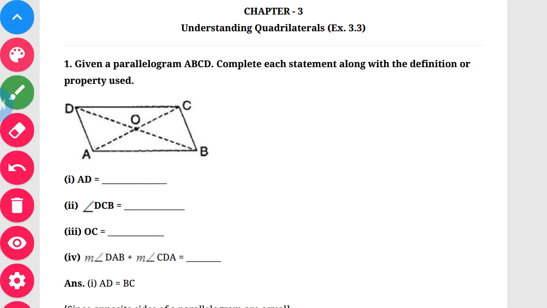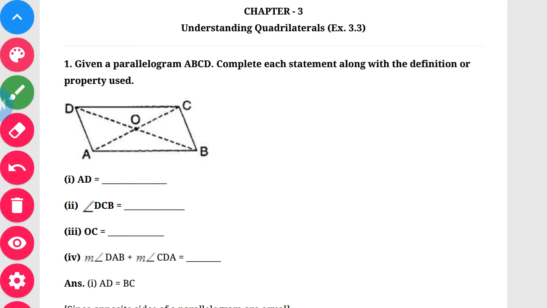I am with the new video of exercise 3.3 from your chapter Understanding Quadrilaterals. If you just see the first question on the screen: given a parallelogram ABCD, complete each sentence statement along with the definition or property used. If you see the figure of a parallelogram ABCD, there are two diagonals bisecting at the point O. Here the question they have given is AD is equals to.